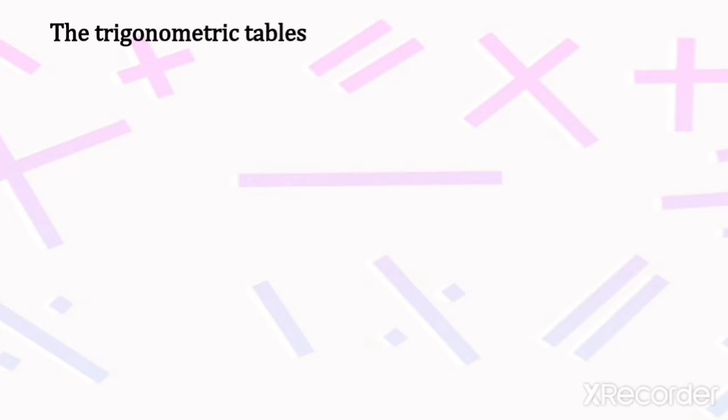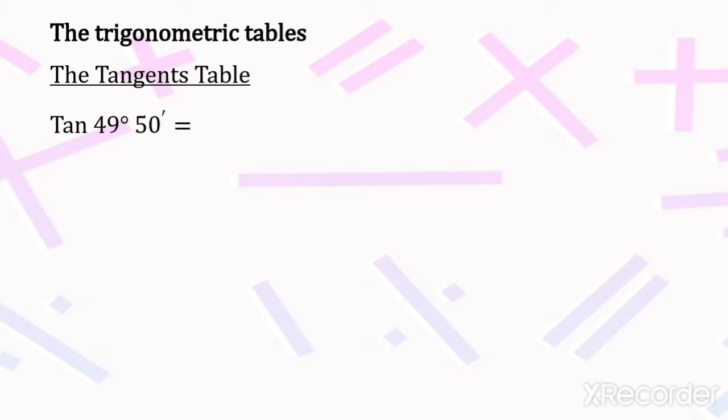Then let us move on to the trigonometric tables. First one is the tangent table. If they have asked you to find out tan 49 degrees and 50 minutes, you might be wondering what is this 50 minutes. If you divide 1 degree into 60 partitions, then that one partition is known as 1 minute. That means 1 degree equals 60 minutes. Keep that in your mind.